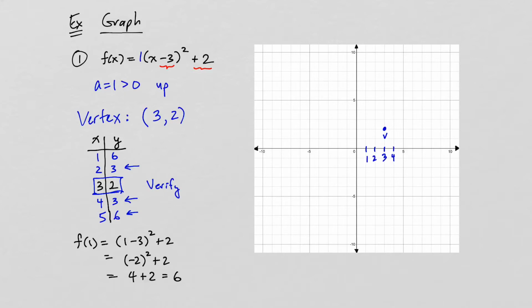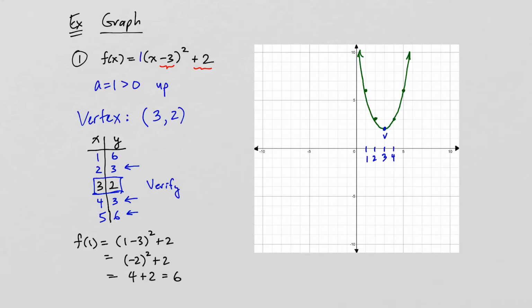But once I have those points, we can start to really see the shape of this curve. So again, we have the point (1, 6), which is this point here. We have the point (2, 3). Of course, we already have the vertex (3, 2). And then we have (4, 3). And finally, we have (5, 6). And you can see that when you graph this, you get this sort of soft V-shaped graph. Okay, and this is our quadratic function.